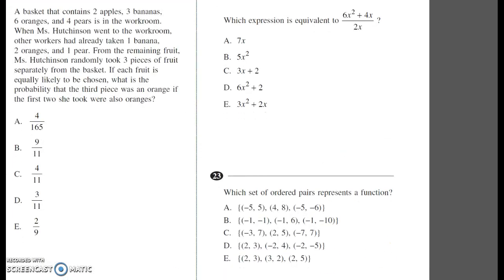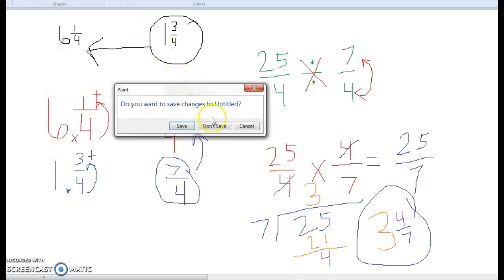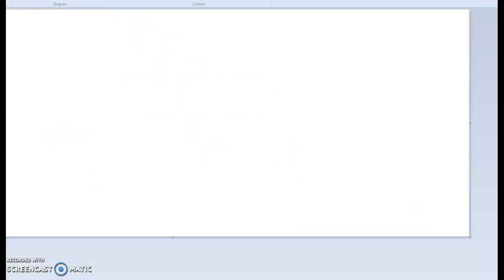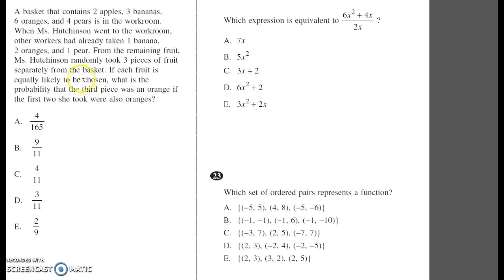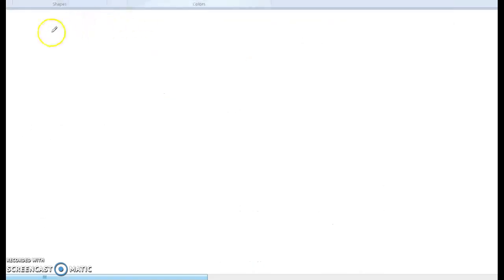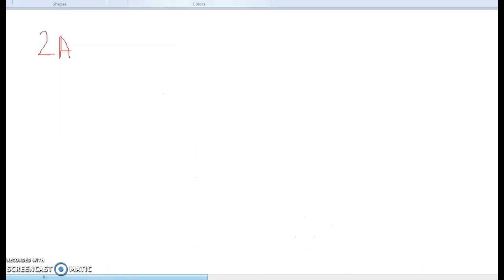Number 20. Let me get a new piece of paper for number 20, because 20 is going to ask you to organize some things. And when we're organizing things, you want to use different colors, however you want to do this, okay? So we have a basket. I'm just going to start writing these down as I'm reading them. The basket has 2 apples, so I'm going to put down 2 apples. Okay, it has 3 bananas, so I'm going to put 3 bananas.